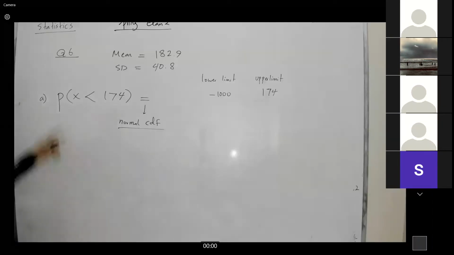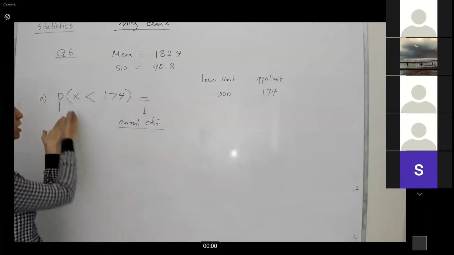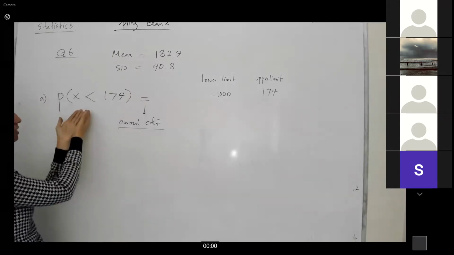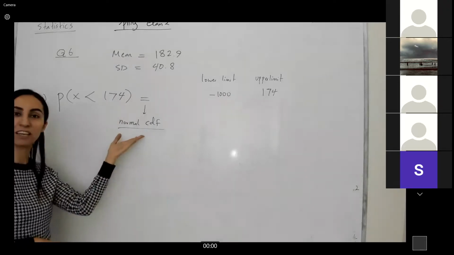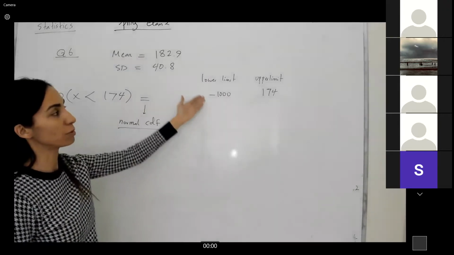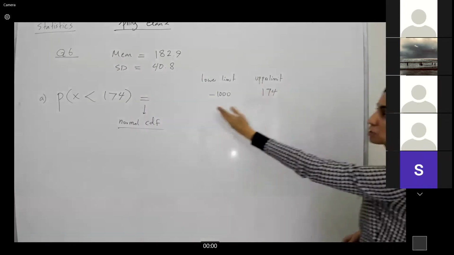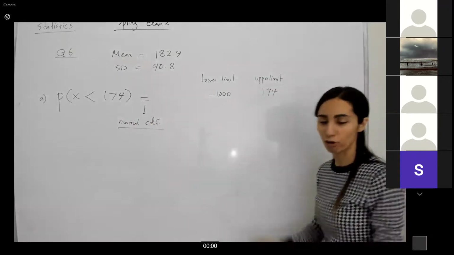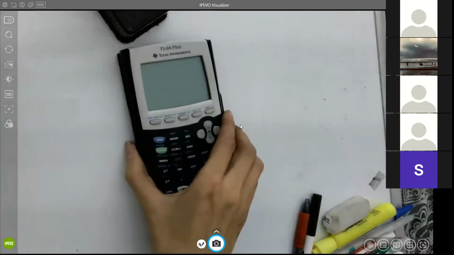So for question 6, mean is given, standard deviation is also given. We're finding the probability that x is less than 174. We use normal CDF on our calculator. Lower limit is negative 10,000. Upper limit is given to us, 174. So let us use our calculator.